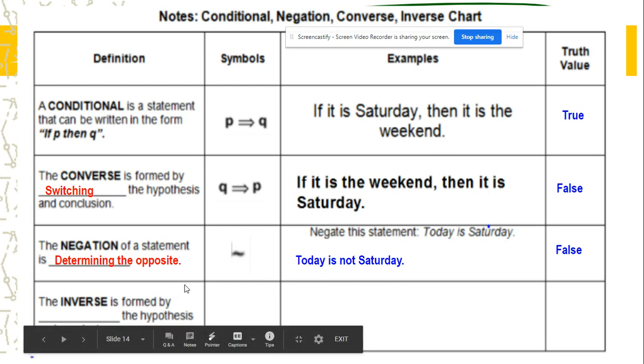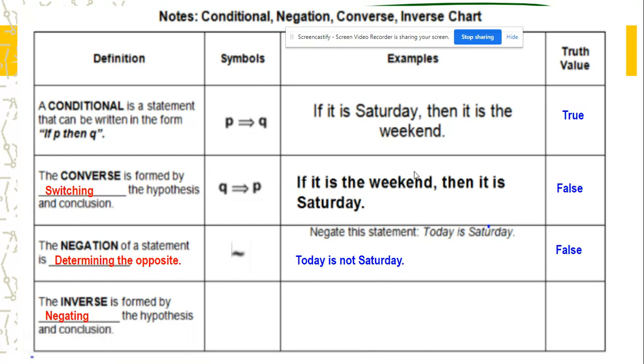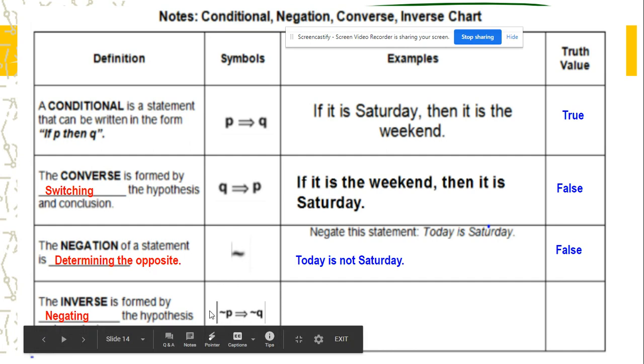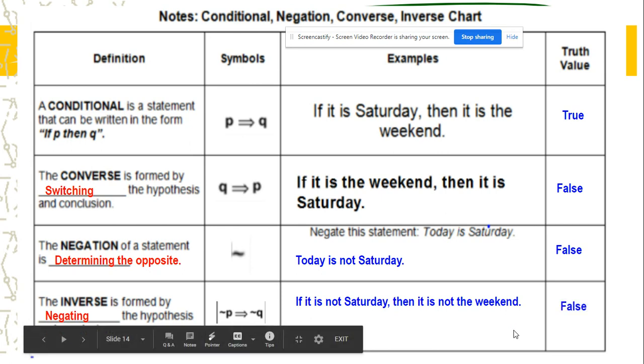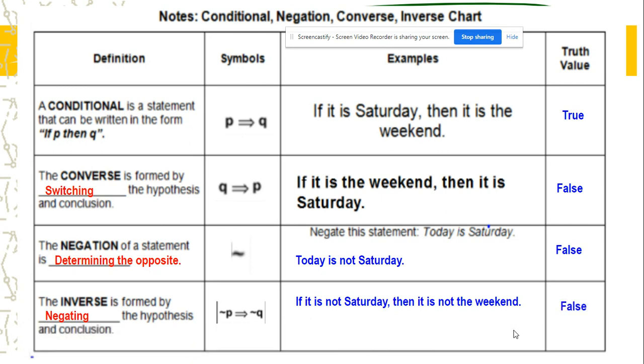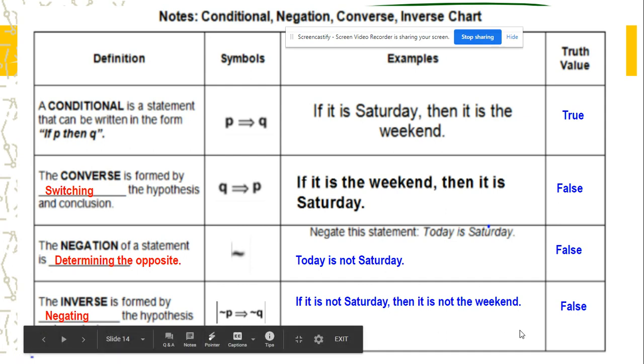So when we talk about the inverse, it is formed by negating the hypothesis and the conclusion. And so what that looks like with symbolic notation is taking that little symbol that means negate. So if not P, then not Q. And so for example, we are going to say, if it is not Saturday, then it is not the weekend. And just like all of the other examples, we want to ask ourselves, is that true or is that false? And in this example, we can say, it's false. If it is not Saturday, then it is not the weekend.